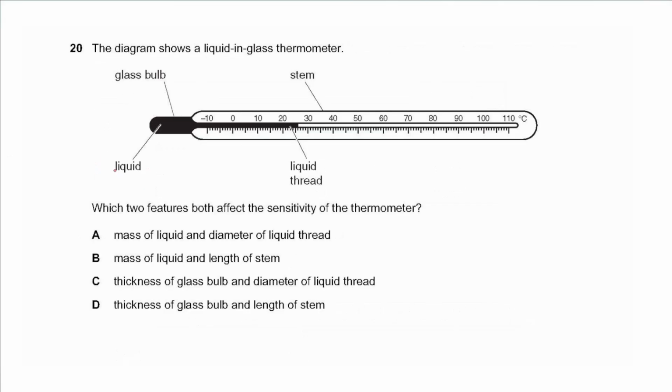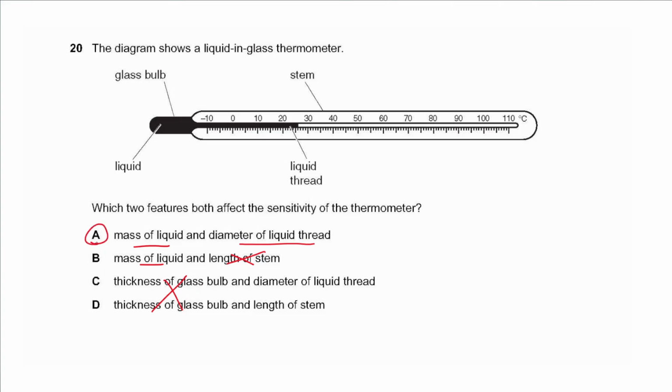Question 20 is about thermometers, so you can skip this question for the new syllabus. It says the diagram shows a liquid and glass thermometer. Which two features both affect the sensitivity of the thermometer? So the mass of the liquid, yes, it affects, and the diameter of the liquid thread, yes. The length of the stem, no, it affects the range, not the thickness of the glass bulb.